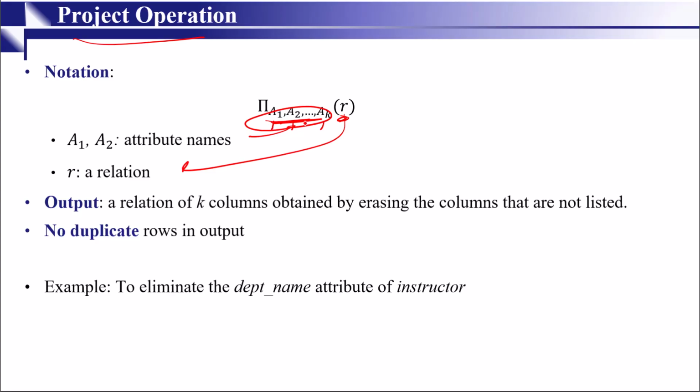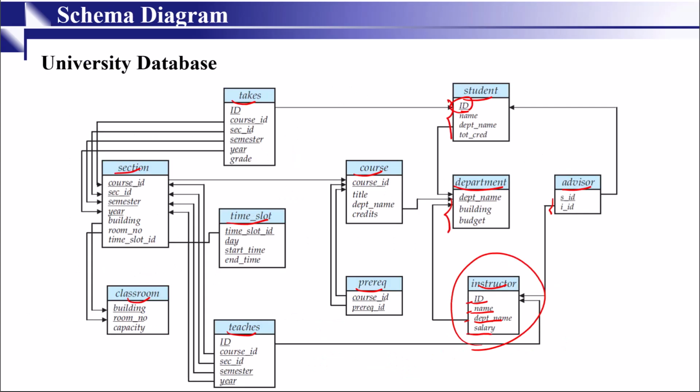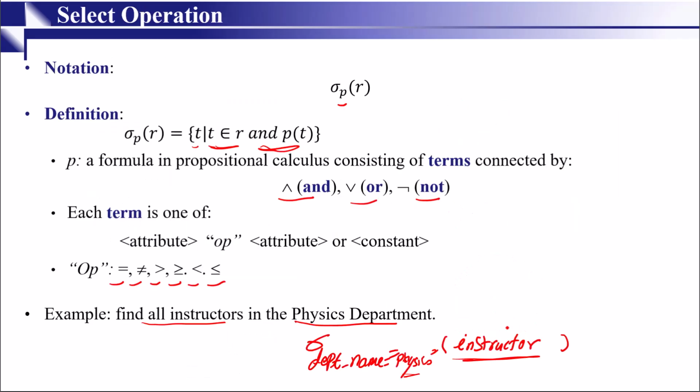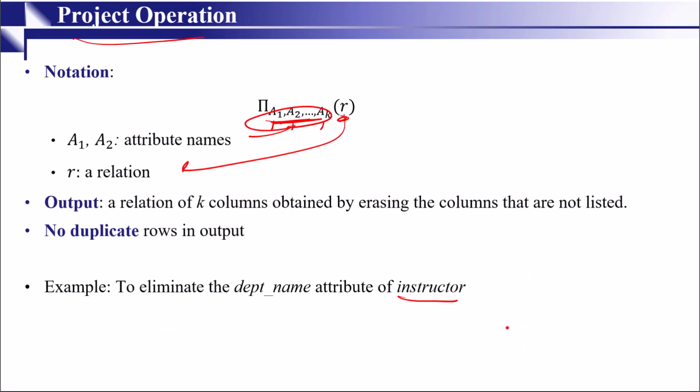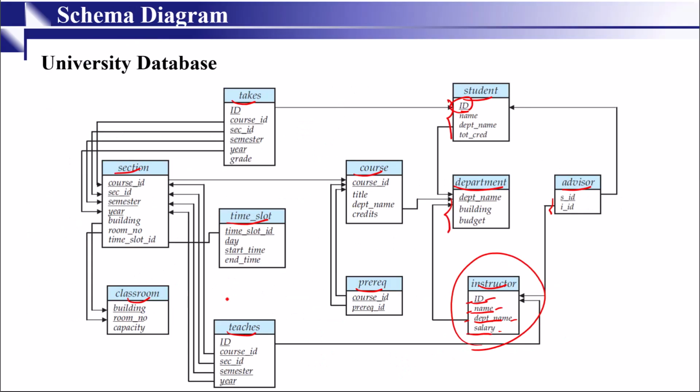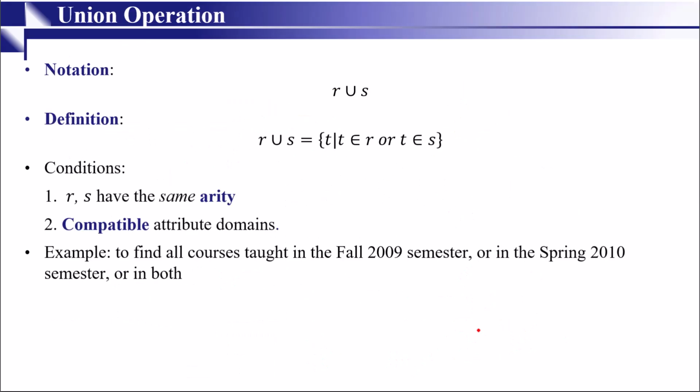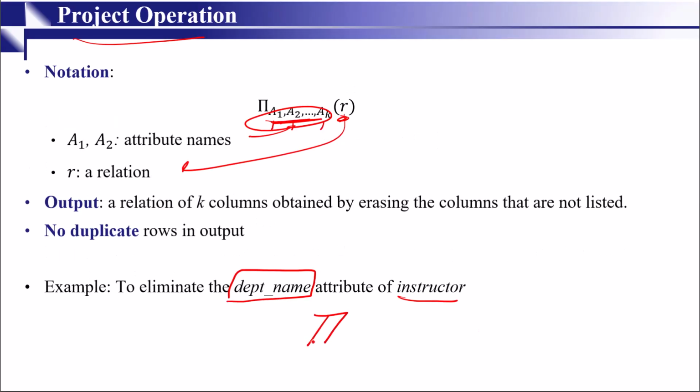For example, in instructor, how many columns do we have? We have 4 attributes: ID, name, department name, and salary. I want to have a table here, but I don't want the column of department name. It means I want a table with ID, name, and salary, right? So what I do here is projection of ID, name, and salary from the instructor table.